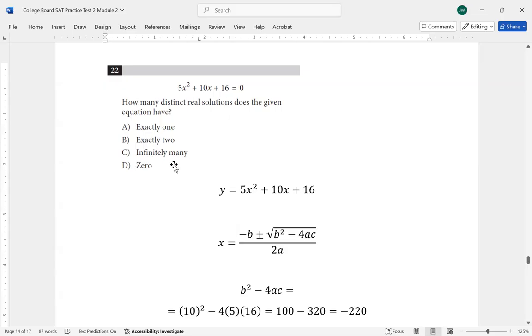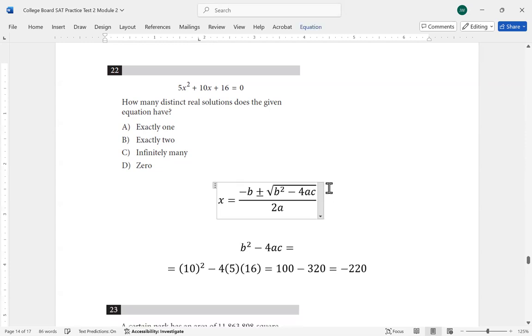If it crossed the x-axis twice, you'd have exactly 2 solutions to that equation. And if it hit the x-axis once, you get exactly 1 solution to that equation. So that's another option if you'd like. Either way, we end up with 0 solutions, 0 real solutions for this quadratic equation.